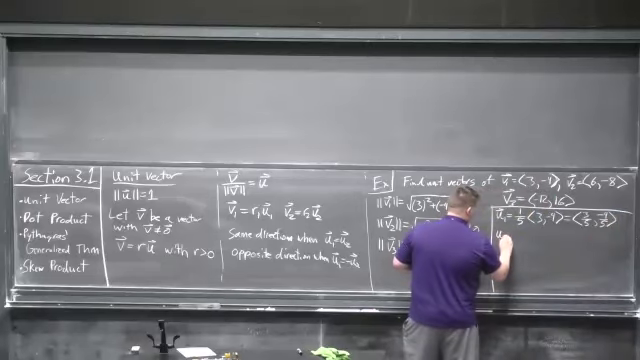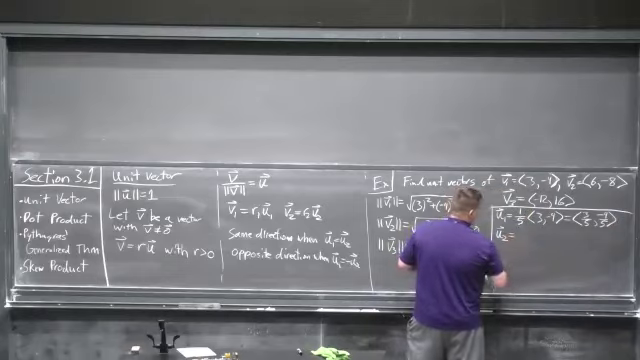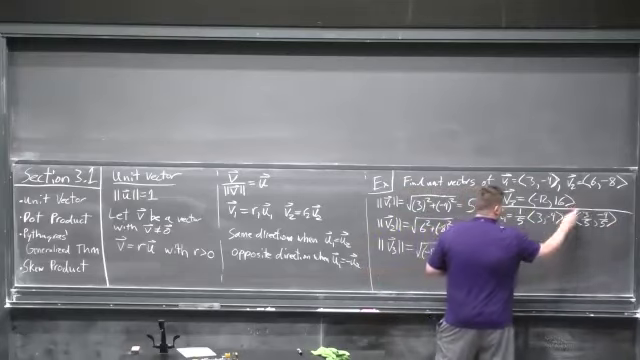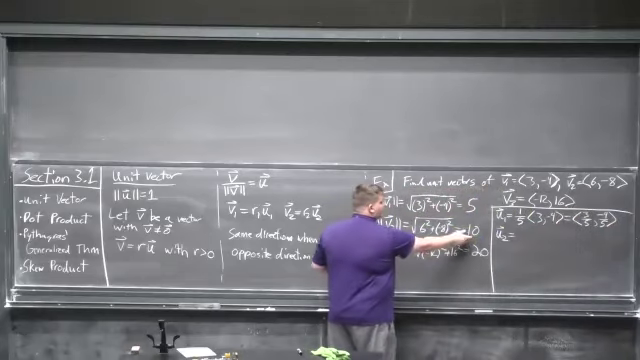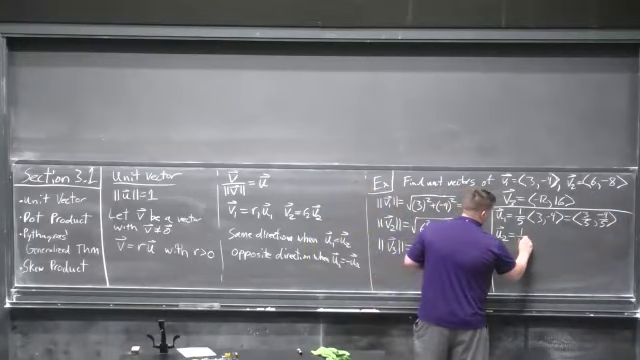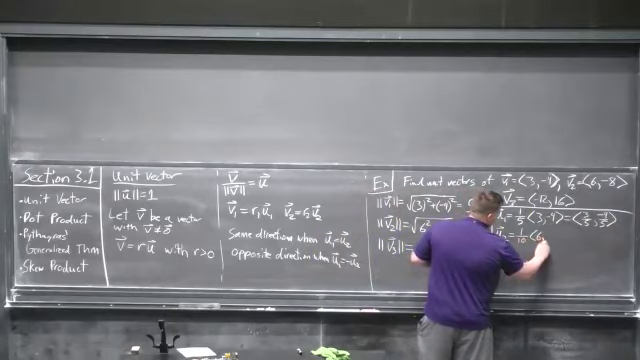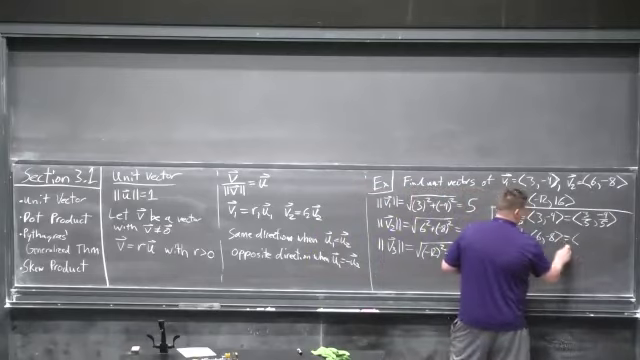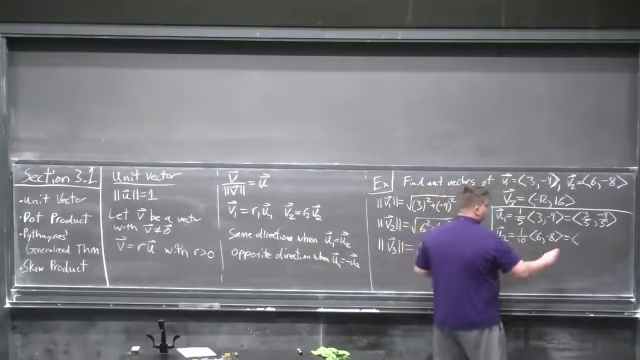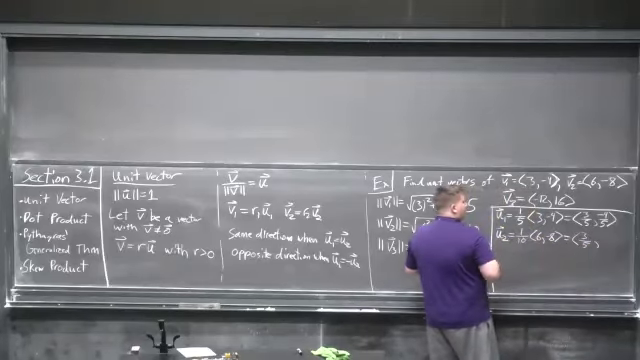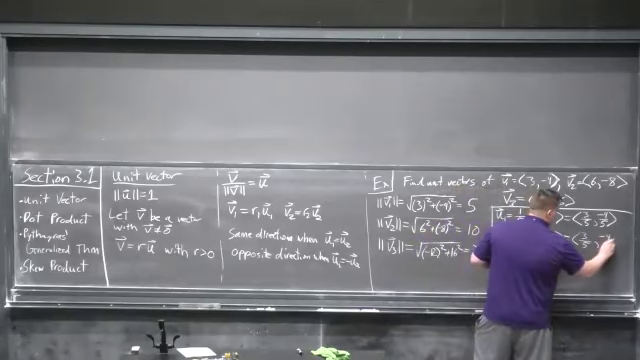And then U2, we're going to have this vector here times the reciprocal of the magnitude. So we're going to have 1/10 times 6, negative 8. Distributing and reducing, we're going to get 6/10, which reduces to 3/5, and negative 8/10, which reduces to negative 4/5.